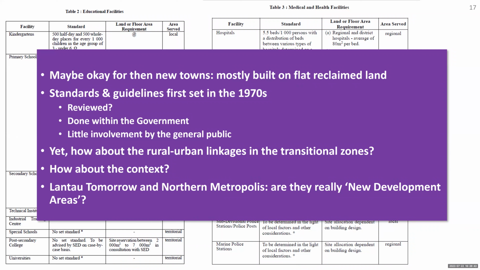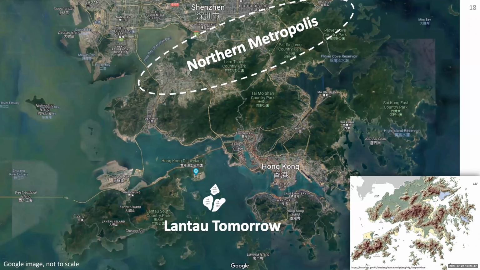To home, this is new development areas. So anyway, let's move on to really look into these two projects and ask some more questions. Northern Metropolis has a conceptual boundary, but basically it should cover the Northern and the Yuen Long districts.